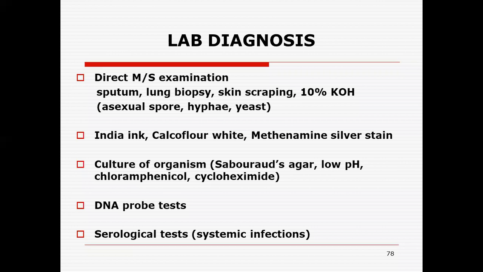DNA probe diagnostic procedures are now available for the identification of particularly systemic diseases like histoplasmosis and coccidioidomycosis, and we have some serological procedures to identify the infection. So you see, we can go for the culture, we can go for the direct examination, we can go for the PCR or DNA probe diagnostic procedures, or we can even have serological tests.